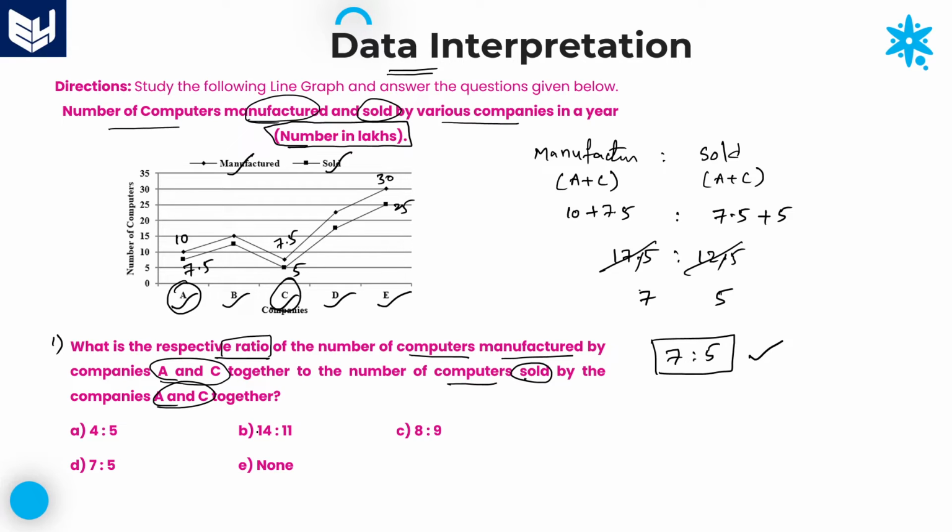Once look at the options. Among the options, option D is the right answer for this question. Option D, 7 is to 5.